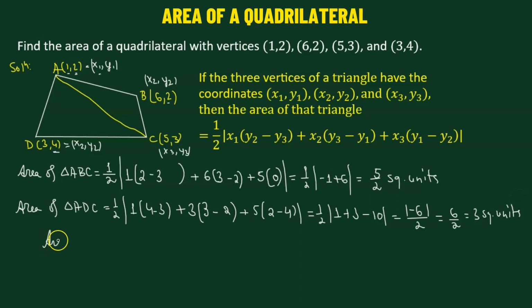Now we need to find the area of the quadrilateral ABCD. All we have to do is take the upper triangle, whose area we found as 5 over 2, and add it to the area of the lower triangle, which is simply 3. When we add them, this gives us 11 over 2 square units. So that means the area of the quadrilateral is 11 over 2 square units.